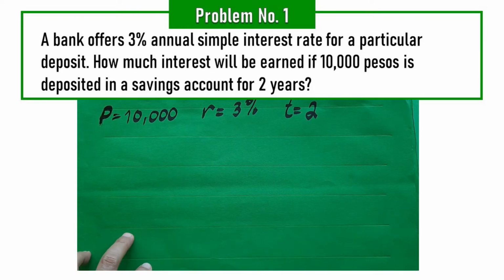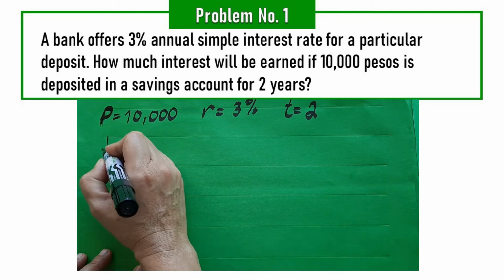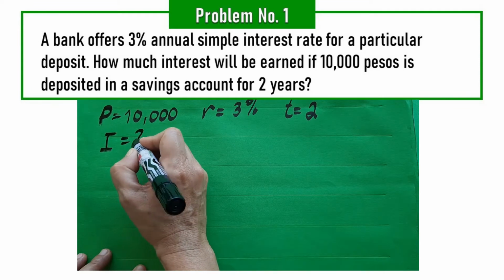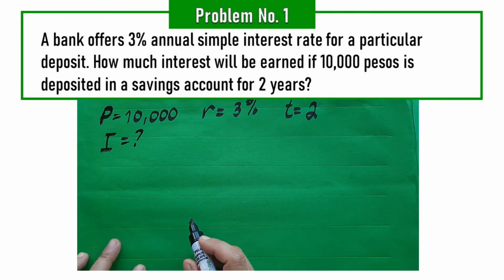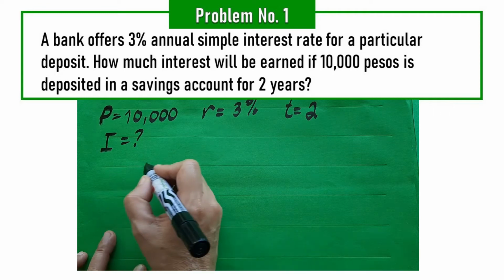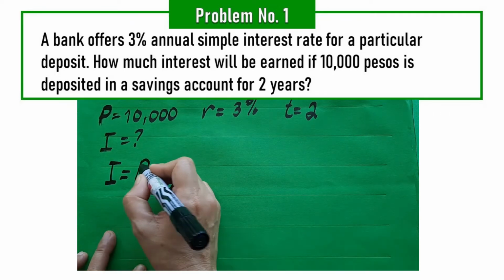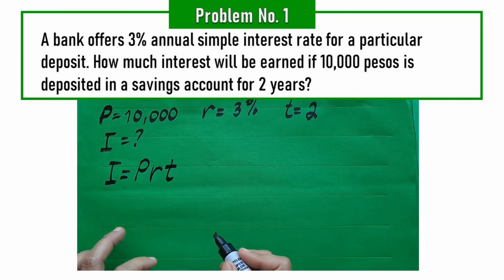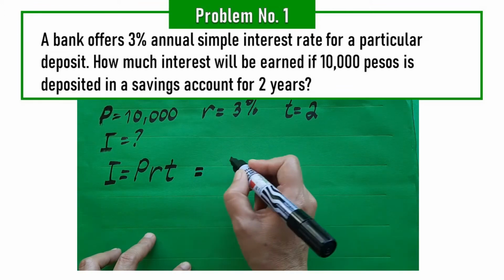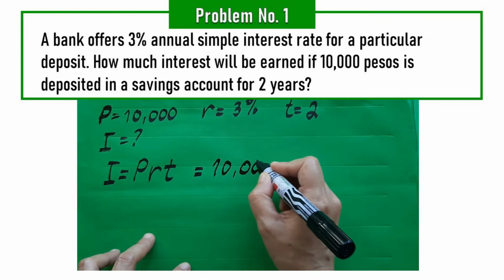So, ang hinihingi dito is your interest. Meaning, what is the amount na ma-earn mo kung magde-deposit ka ng 10,000 pesos for 2 years. And it will earn 3% annually. So, how do we compute this? This is actually very simple. So, we have I. Yun ang hinahanap natin. So, I is just equal to, alam na natin, P times R times T. So, now we will have 10,000. We just substitute the values.